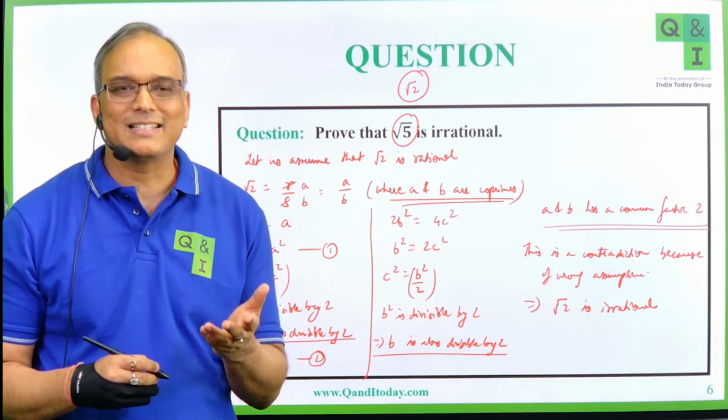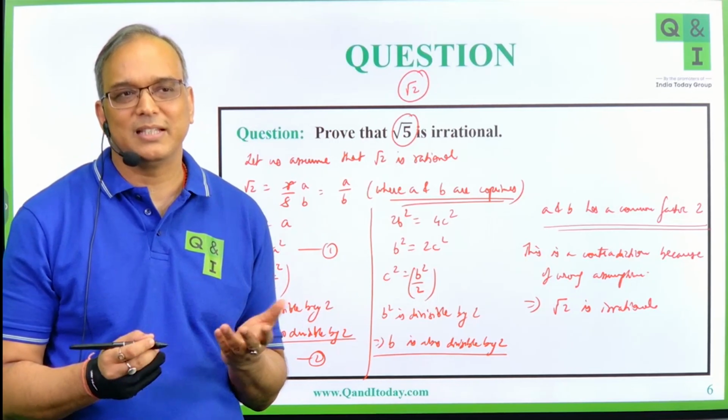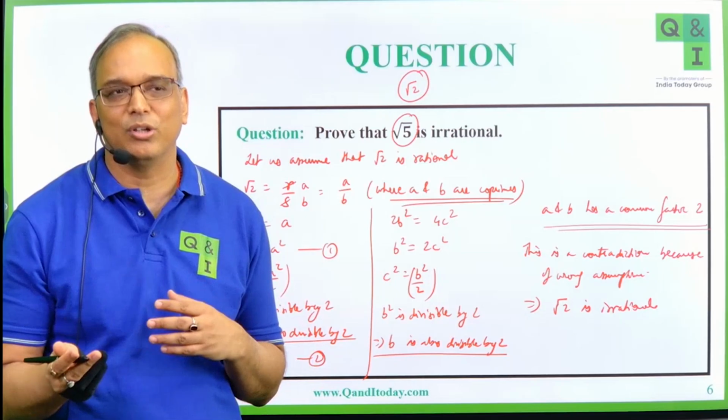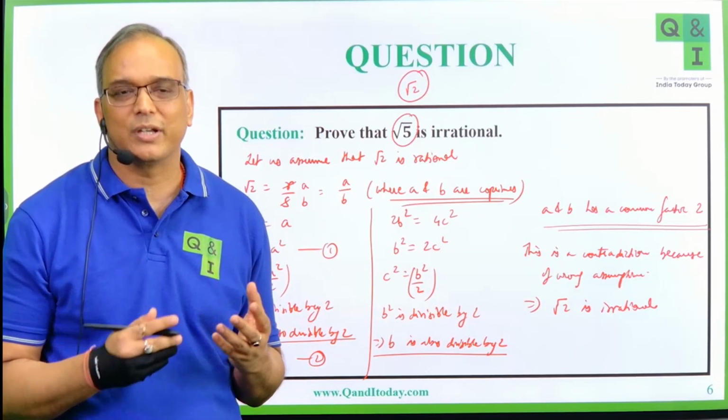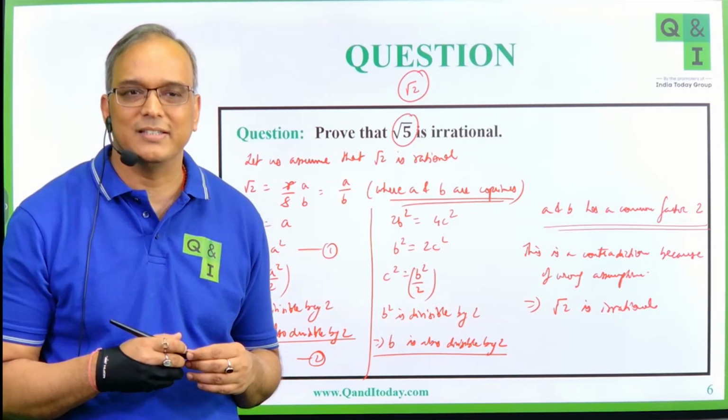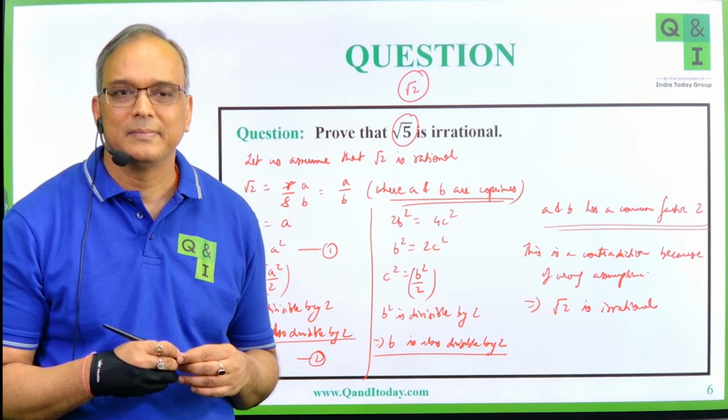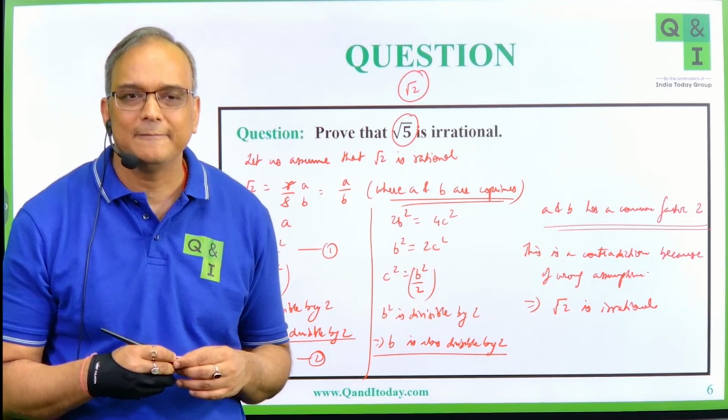And integers are basically positive whole numbers, negative whole numbers, and 0. All of this together are called integers. Is it clear?